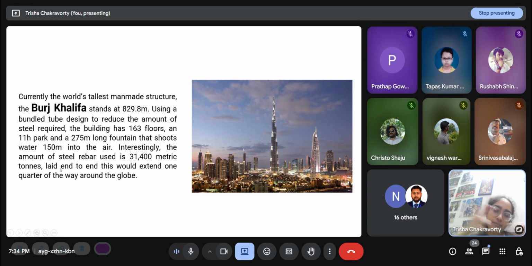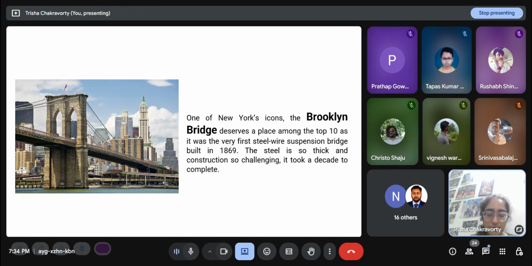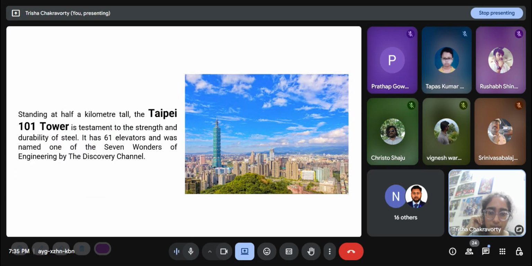With which, if these bars are laid end to end, the wall would extend one quarter of the way around the globe. And one of New York's icons, the Brooklyn Bridge. It is a suspension bridge. You would have studied suspension bridges probably. It's when there is a wire. This is a common wire here, and then there are suspension cables parallel, like this, in these kinds of suspension bridges. These are the suspension cables holding up the deck. The steel is so thick and construction so challenging, it took a decade to complete.